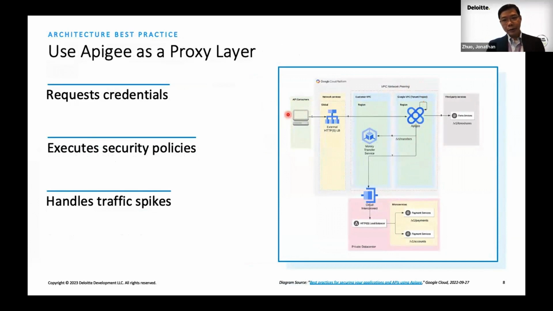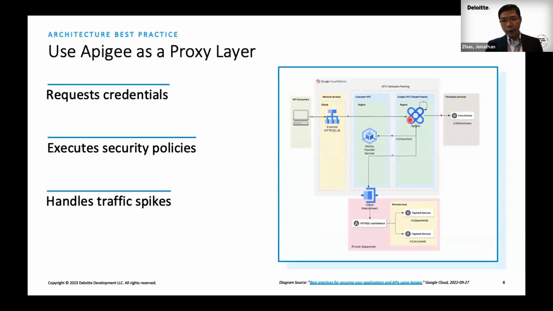So if you look at the traffic flow, the client sends the request to HTTPS load balancing with the credentials for the application, for example, an OAuth token. Then HTTPS load balancing routes the request to Apigee. And Apigee, processing the request, executes the security policy and allows or denies the request, and routes the request to the different backends. Apigee forwards the request to the GKE backend directly through an internal IP address.